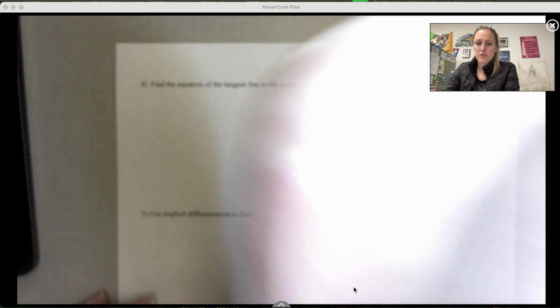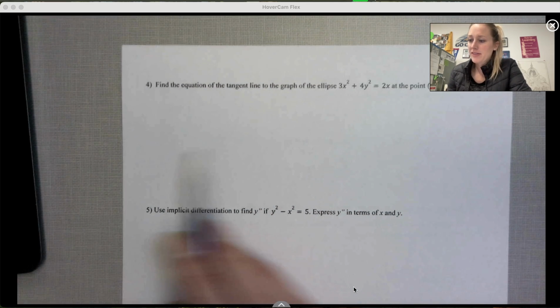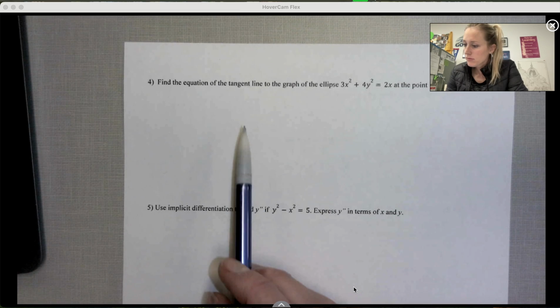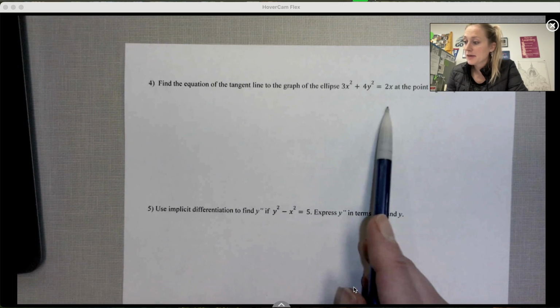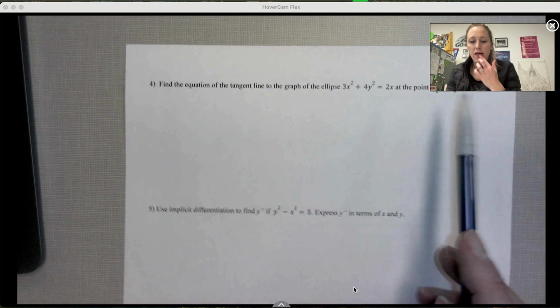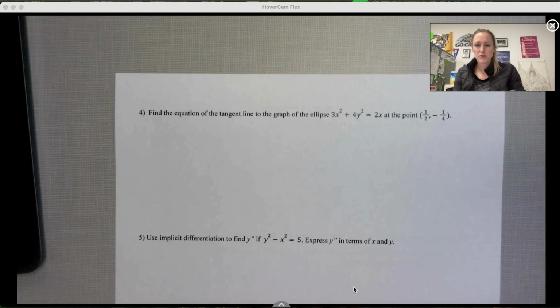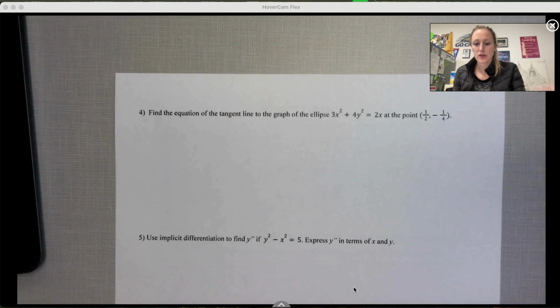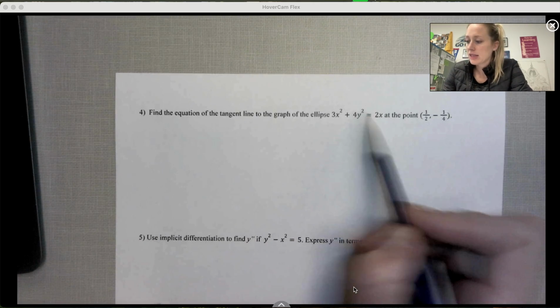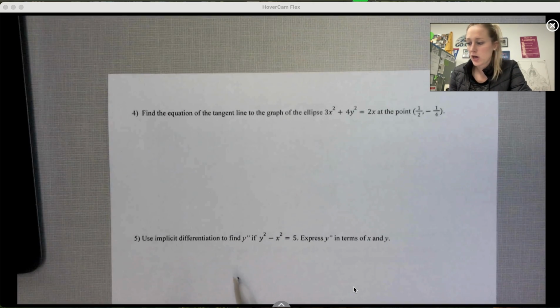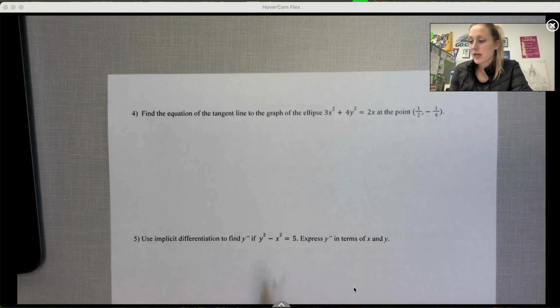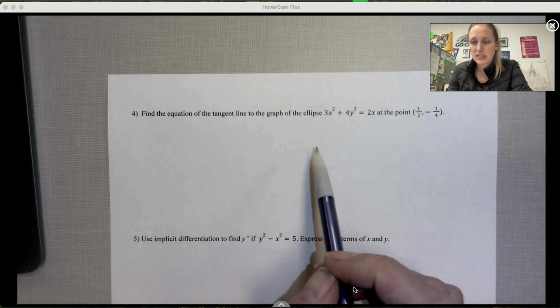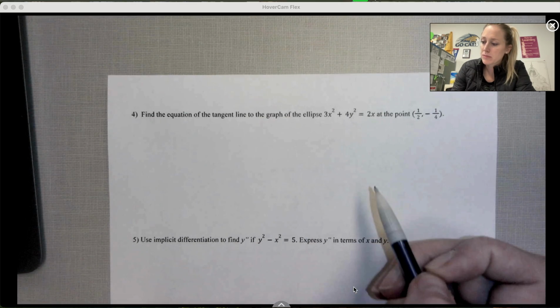Okay, number 4, we've got just a couple more here. Find the equation of the tangent line to the graph of the ellipse at the point here. Okay, so the equation of a tangent line, we know, is going to involve the derivative and then plugging in the x value to find the slope. Now, ellipses, you did some conics in Algebra 2 and Pre-Calc, so these are ones that cannot be explicitly defined. So we are going to use implicit differentiation.